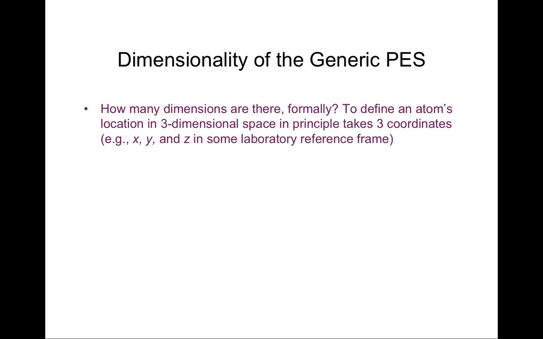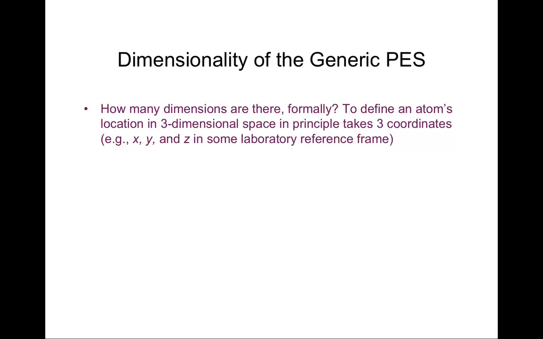But if we think about more atoms, how many dimensions would there be formally? Well, for the moment, let me not think about internal coordinates, that is, relationships of atoms to one another. That's what a bond is, after all. It's how far apart two atoms are from one another.